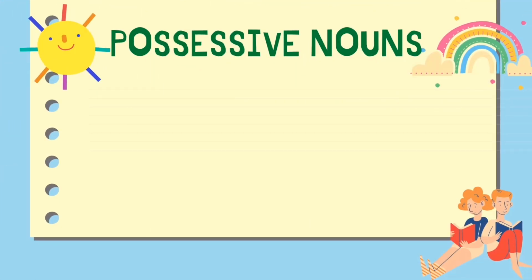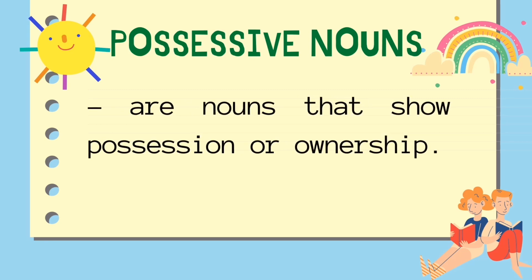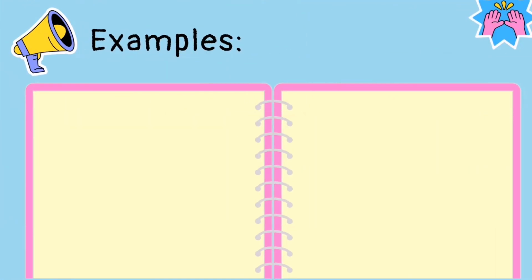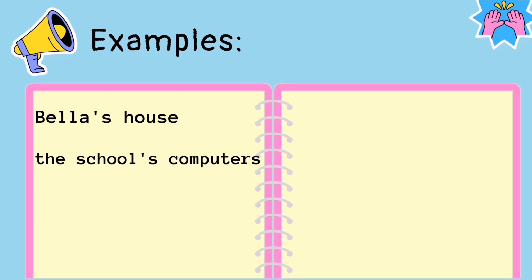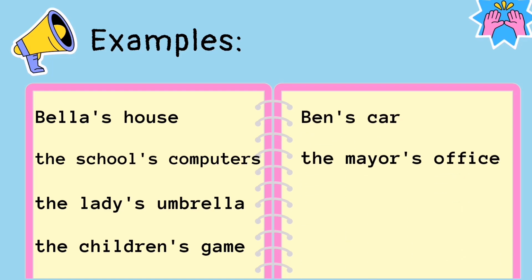Now we have the possessive nouns. Possessive nouns are nouns that show possession or ownership. Examples are Bella's house, the school's computers, the lady's umbrella, the children's game, Ben's car, the mayor's office, Jane's hut, and Limmy's car.